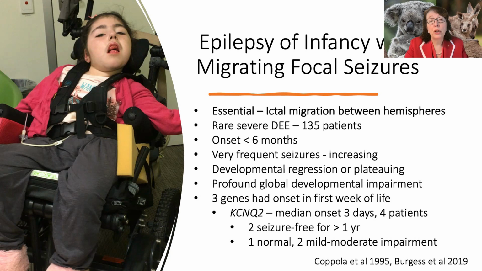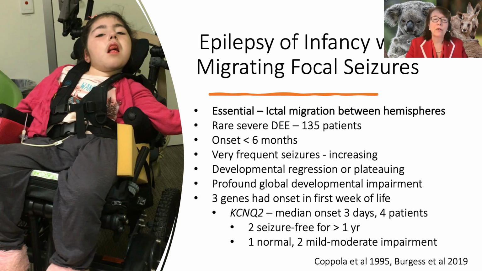Now, we found 33 genes, so each gene is a different disease, if you will, but there were 33 different genes that could lead to this particular syndrome. And if the baby had one of 3 genes, they had onset of seizures in the first week of life. And guess what popped up? KCNQ2, which isn't surprising really, because we know it's a first week of life type of gene. And we had 4 patients out of the 135 with KCNQ2, with a median onset of 3 days of age, which goes well with what we know about KCNQ2.